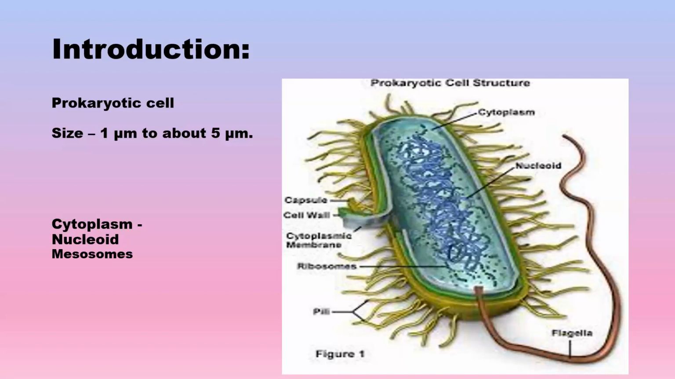Cytoplasm contains ribosomes, which are 70S. They contain genetic material in the nucleoid. They contain plasmid DNA, mesosomes, granules, and inclusion bodies, which include starch, lipid, and sulfur. The nuclear region, where the genetic material is, doesn't contain any nuclear envelope. This nucleoid is present in the cytoplasm itself. The size of bacteria ranges from 1 micrometer to about 5 micrometers.